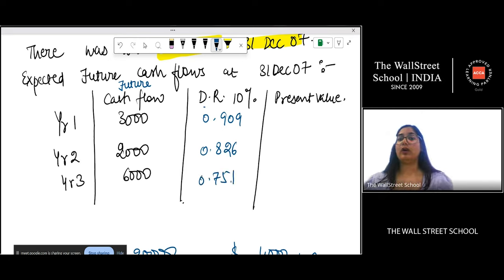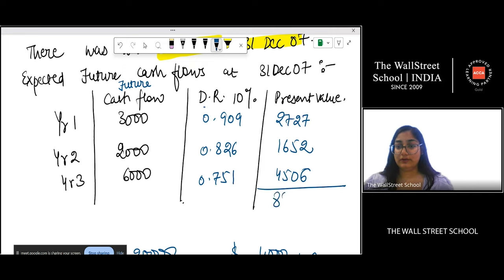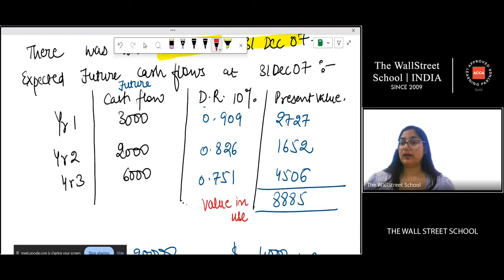0.909826 and 0.751. So now what will be the present value of the asset? Please calculate first. 2727, 1652, 4506, 888 5. Okay. So this is the value in use that we have.